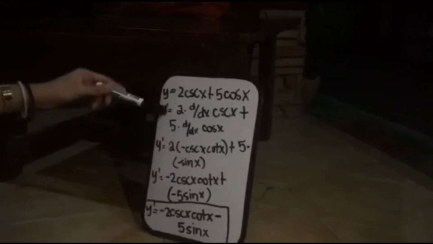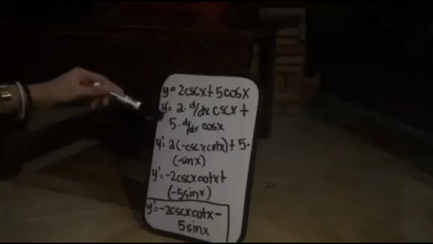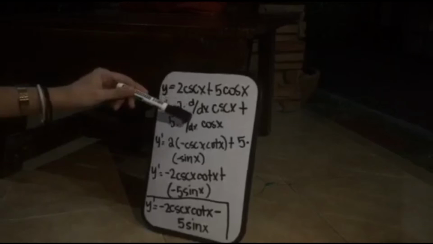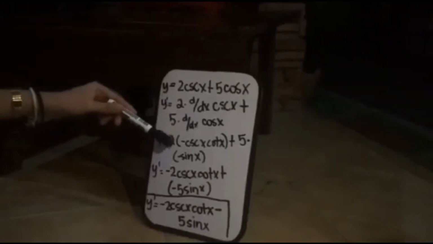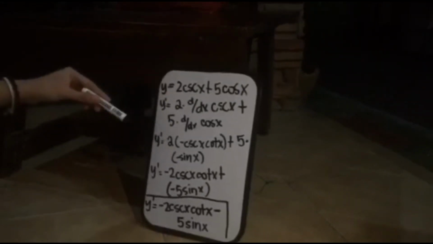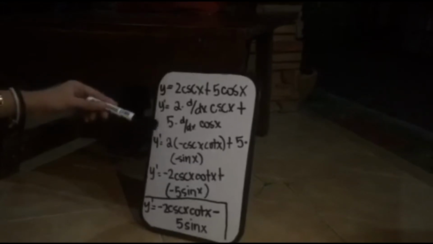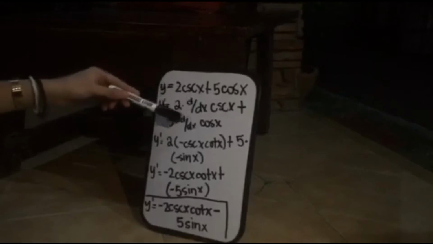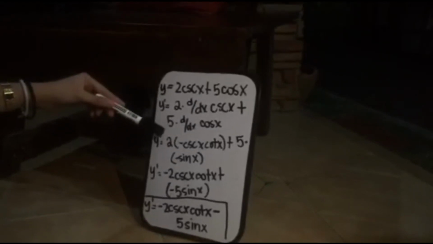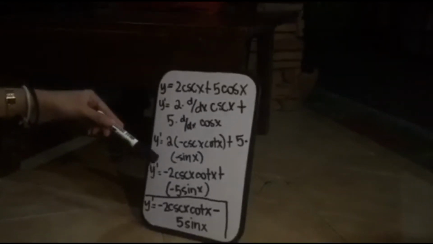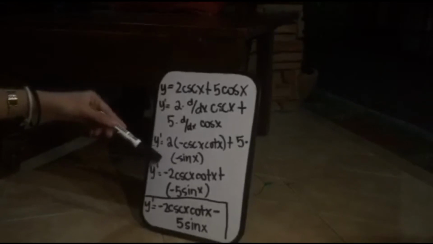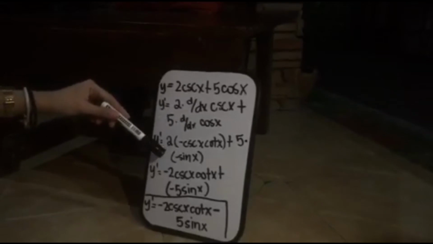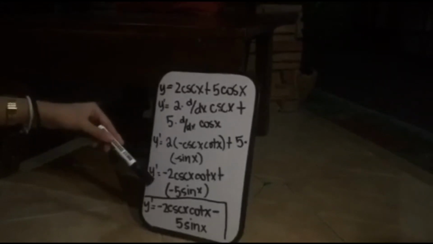So, next, ibaba natin yung 5. Then, i-multiply natin siya sa derivative ng cosine x, which is negative sine x. So, after natin makuha to, ang gagawin natin is, i-multiply natin yung 2 sa derivative ng cosecant. So, ang makuha natin na value is negative 2 cosecant x cotangent x. Tapos, yung 5 rin, i-multiply natin siya sa negative sine x. So, ito yung magiging sagot natin.